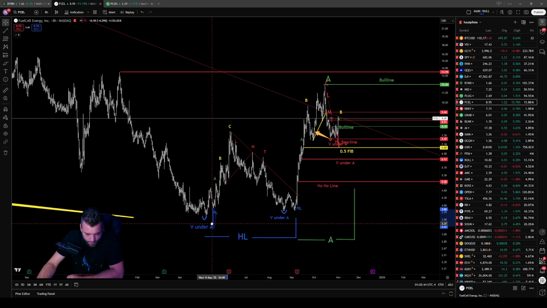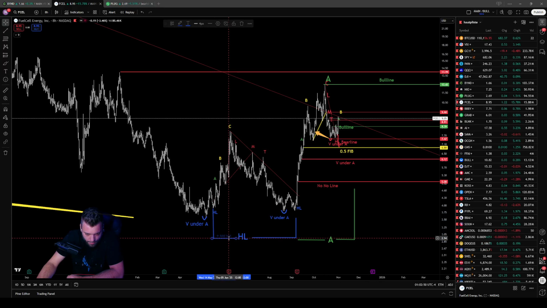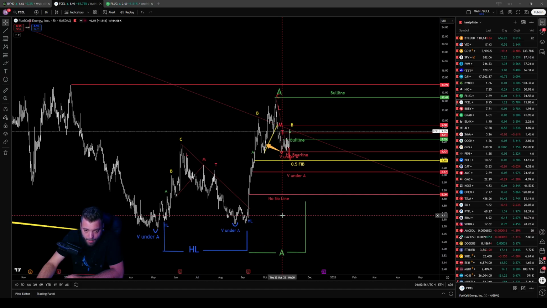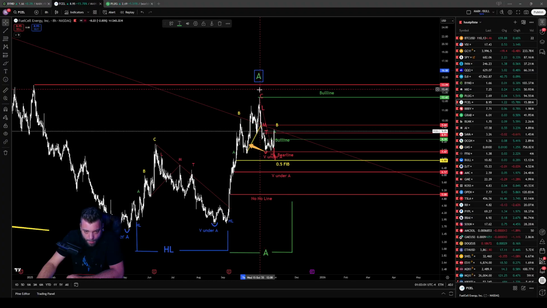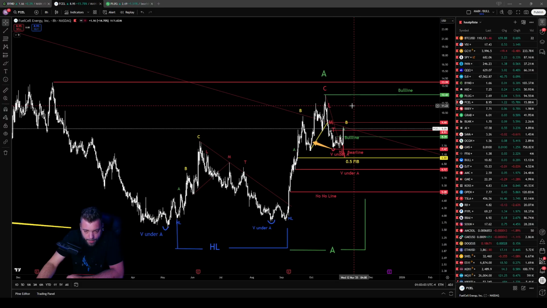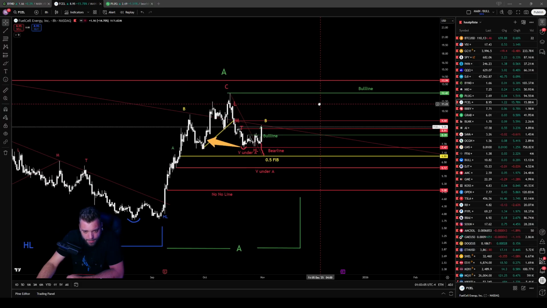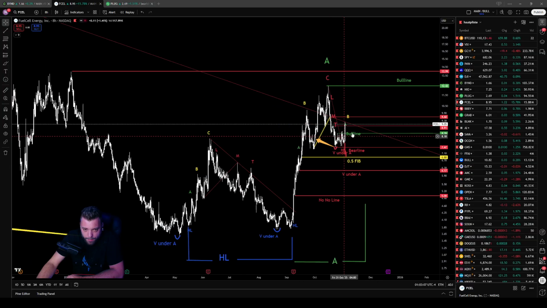I would even say from here to here. So this is our V, and this whole thing here is our higher low, which was holding. Perfect. And right now we are in A, and in my opinion we could already finish the A pullback.